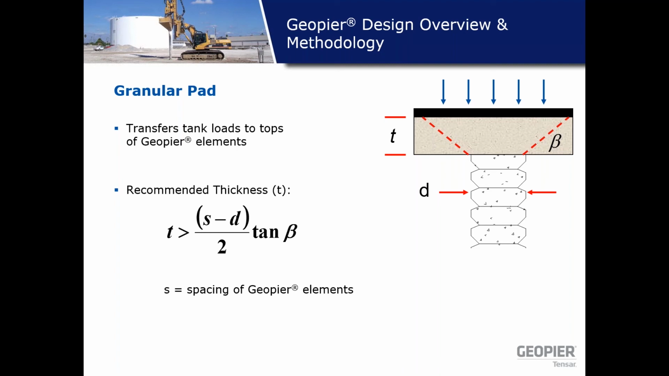So you see D is the diameter of the Geopier element, and beta is the angle of the arching. And how do we calculate the thickness of the granular pad? It is simply S minus D, times tangent of beta over 2, where S is the spacing of the Geopier elements and D is the diameter of the elements. The second advantage of this granular pad is that it provides a cushion between the tank floor and the Geopier element, so you don't have any hard spots right under the tank floor.